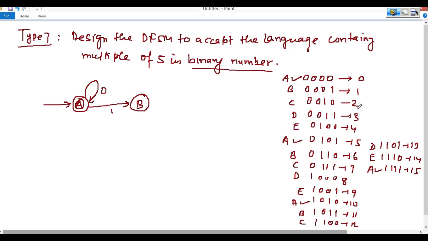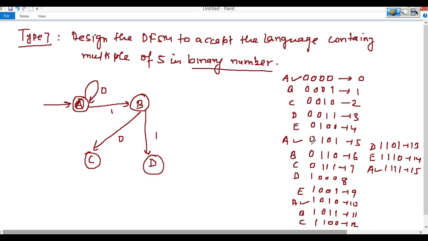0 0 1 0 is C. So on 0 0 1 and 0, that goes to C. Again 0 0 1 1 goes to D. On 0 0 1 and 1, it goes to D.